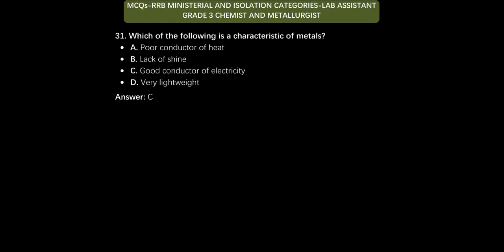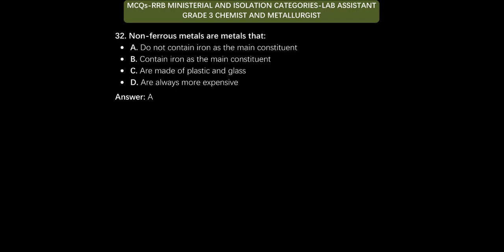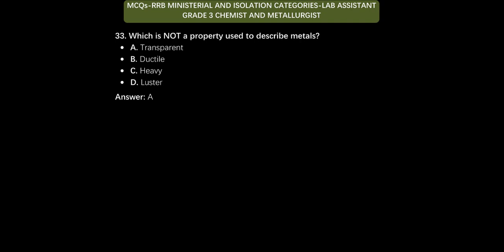Which of the following is a characteristic of metal? Option C, gold, conductor of electricity. Non-ferrous metals are metals that, option A, do not contain iron as the main constituent. Which is not a property used to describe metal? Option A, transparent. Which of these materials is a ferrous metal? Option D, steel.